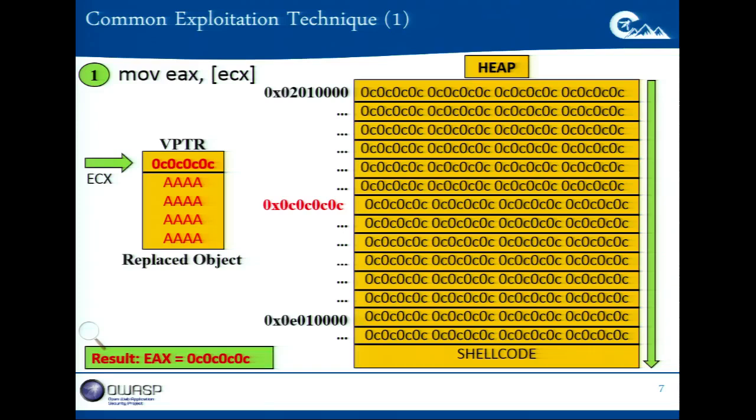So in this example, we say move into EAX, and then here we're dereferencing ECX. ECX is commonly the object pointer. So the V pointer is being dereferenced out of the object, and we grab right here 0C, 0C, 0C, 0C, and we load it into the EAX register. EAX now holds that value, which is serving as a memory address because we've sprayed memory so far.